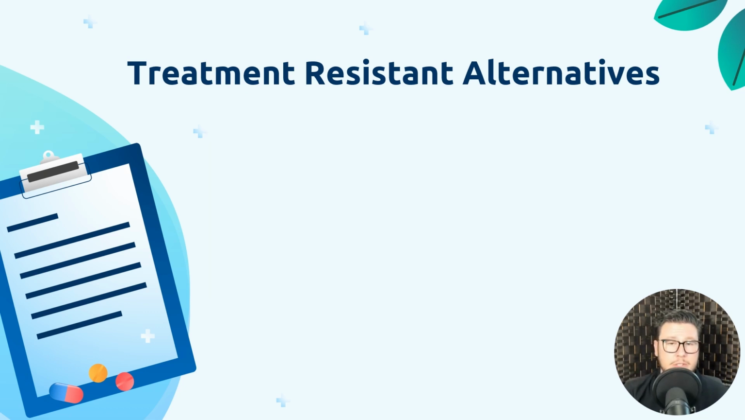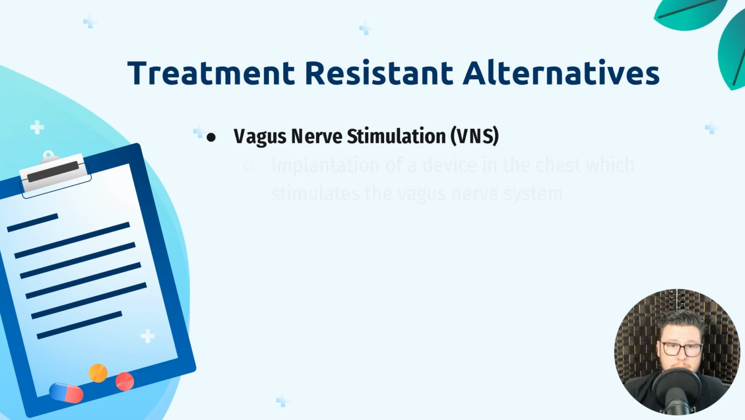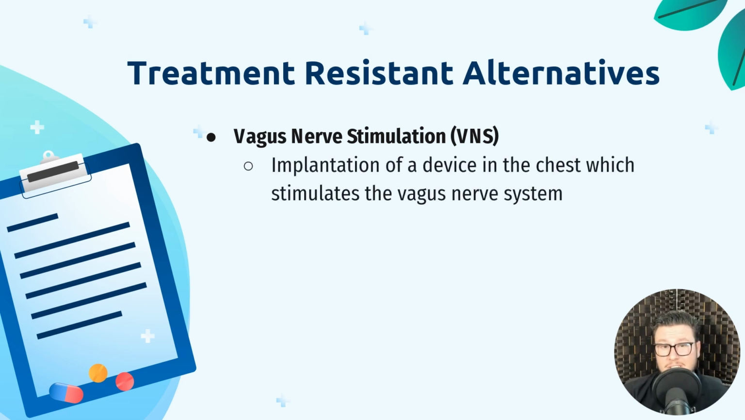A couple of other treatment-resistant alternatives to mention that are not used terribly commonly, but do exist. The first one, vagus nerve stimulation. In this case, they actually implant a device into the chest of the patient, and it has a wire which stimulates the vagus nerve system. So there's a lot of neat evidence coming out about vagus nerve stimulation that shows that it can be effective on depression, but obviously implanting a device in somebody's chest is kind of a last resort.